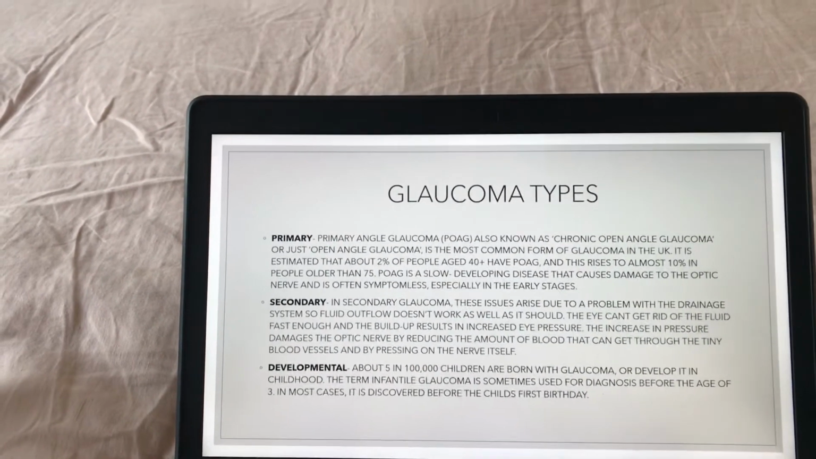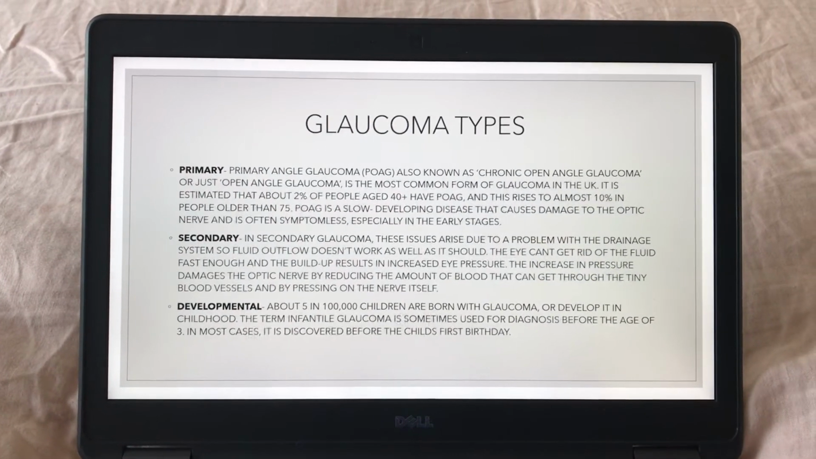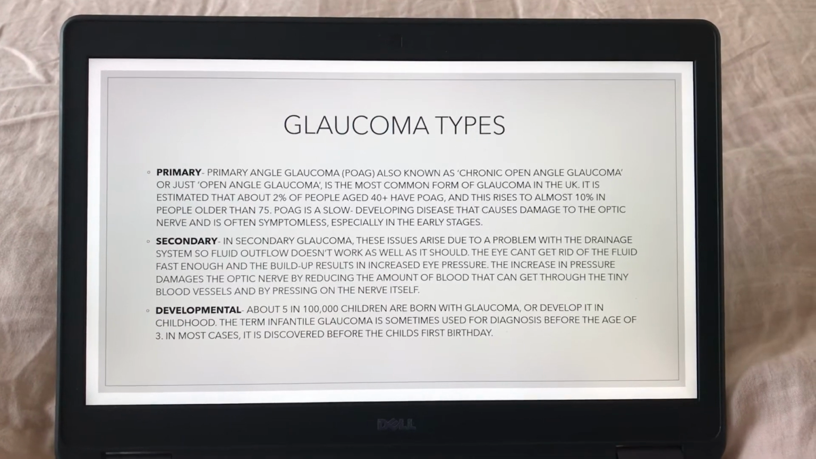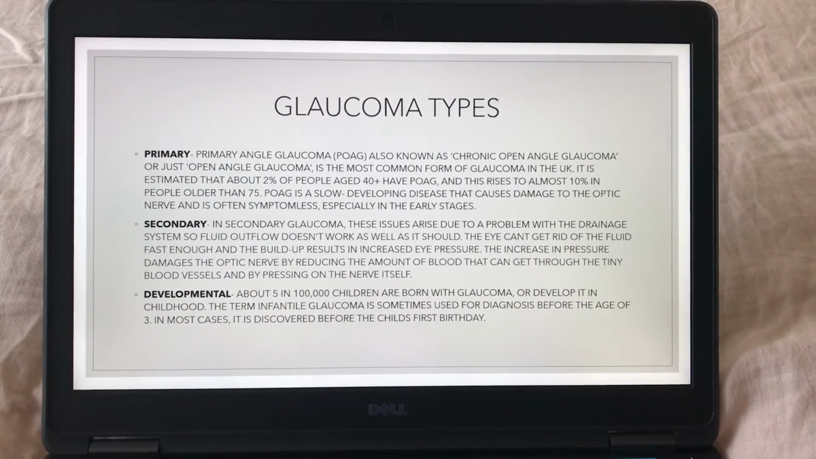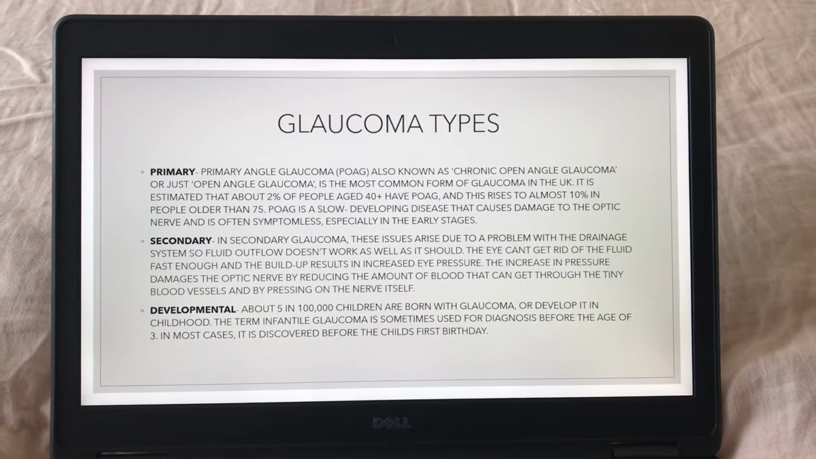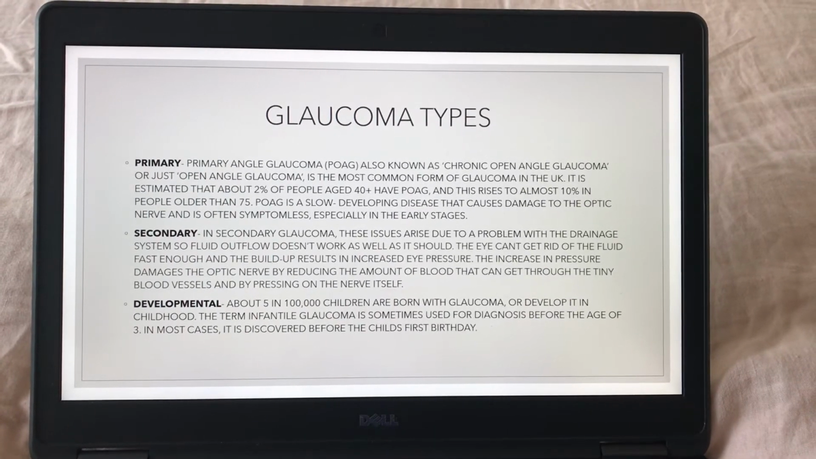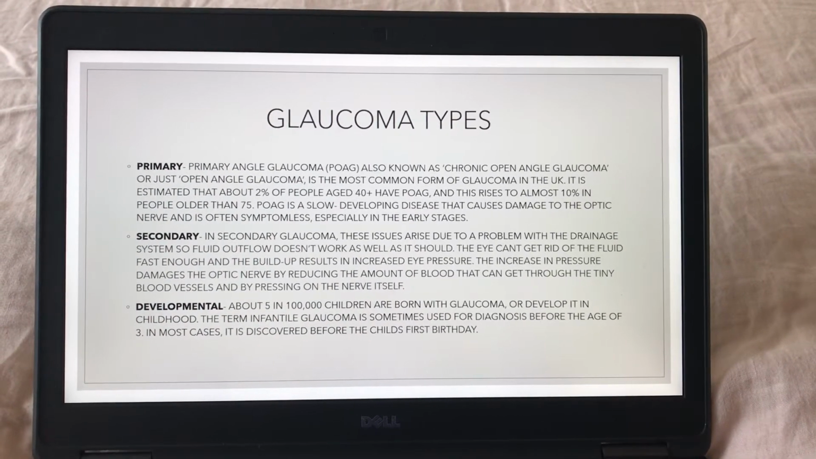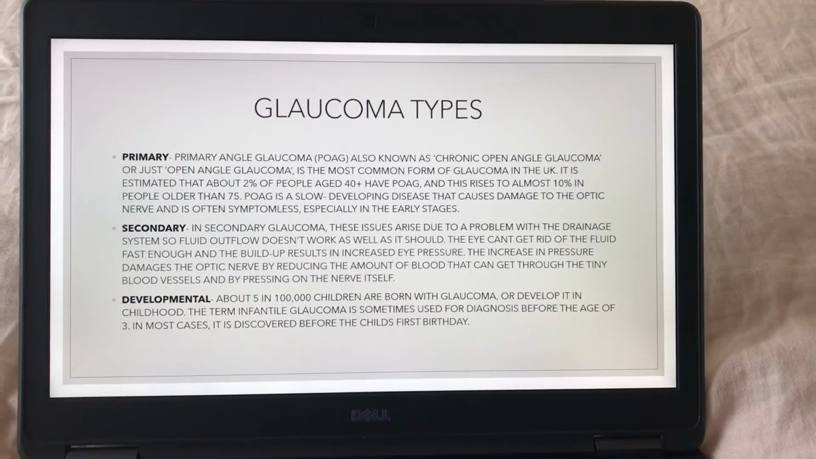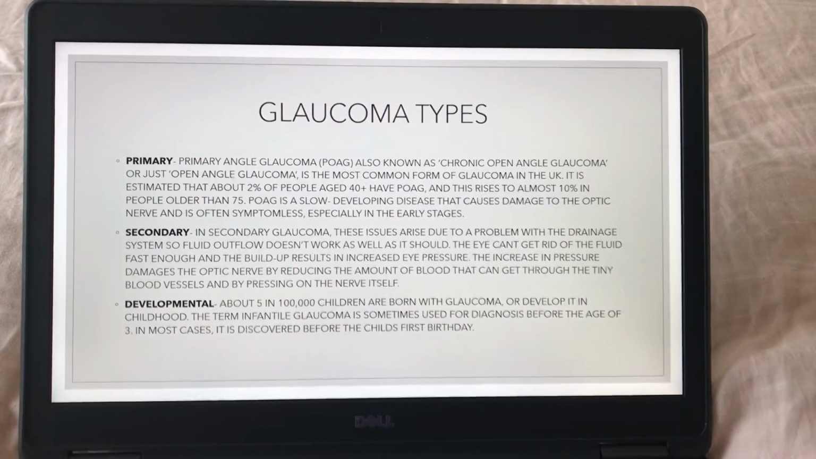So glaucoma types, there's primary open angle glaucoma, POAG, also known as chronic open angle glaucoma or just open angle glaucoma, is the most common form of glaucoma in the UK. It is estimated that about 2% of people aged 40 plus have POAG, and this rises to almost 10% in people over 75. It's a slow developing disease that causes damage to the optic nerve and is often symptomless, especially in the early stages.